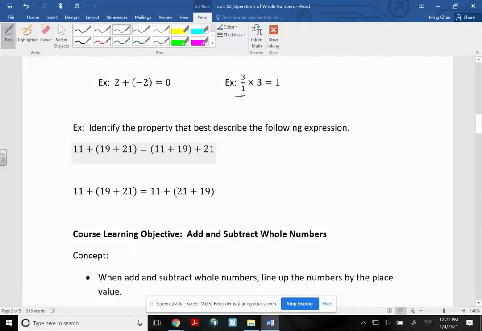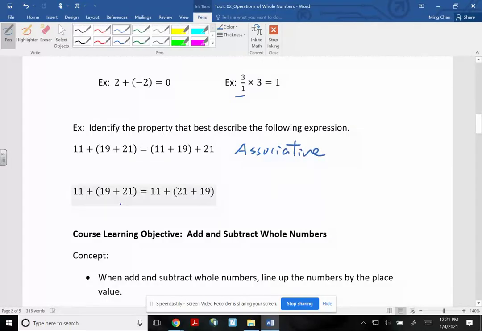What's changed between the two is the parentheses. The parentheses on the left side indicate 19 and 21 will be added first. On the right, the parentheses are on 11 and 19, so it means 11 and 19 will be added first. Which two you add does not matter. Since the order is the same, the only thing different is which two numbers I add. So that has got to be the associative property for addition.